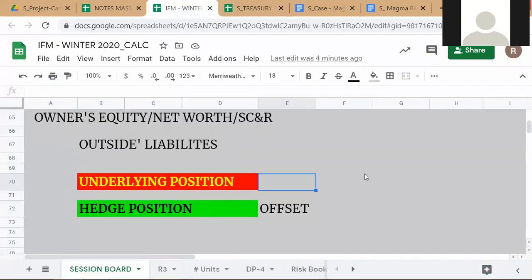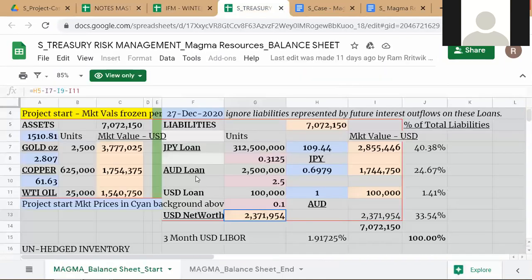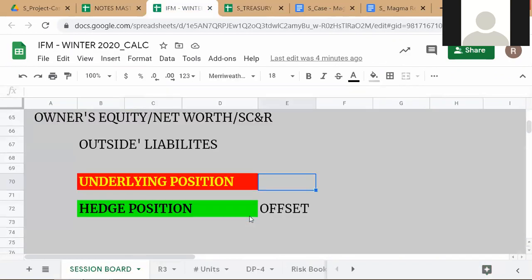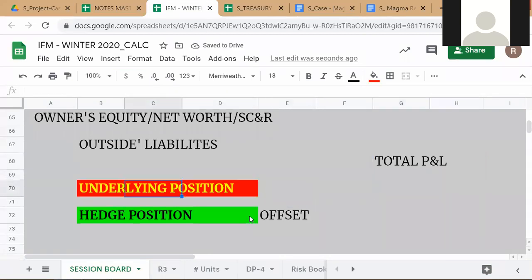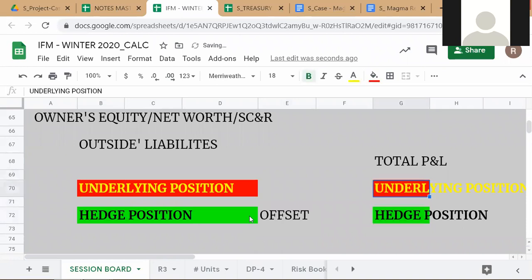You say, okay, this is my underlying position. I have to prevent the erosion of net worth. Net worth will erode when there is a loss on the P&L. This is where you understand that your total P&L is made up of underlying position P&L and hedge position P&L. So this is equal to this: the underlying position P&L and the hedge position P&L.